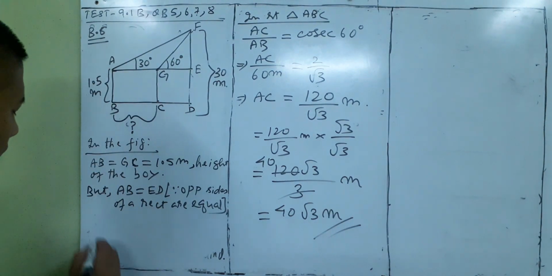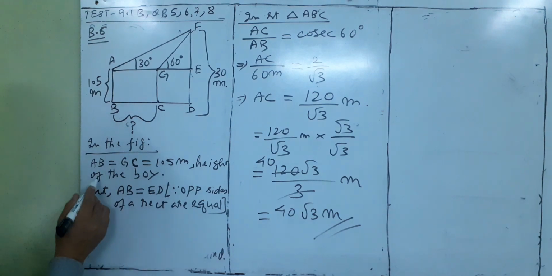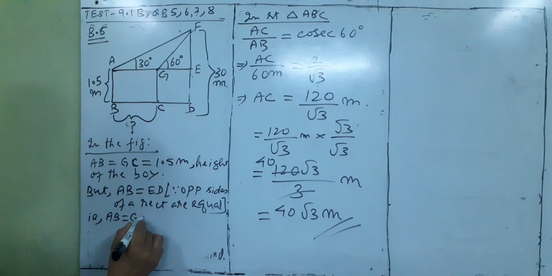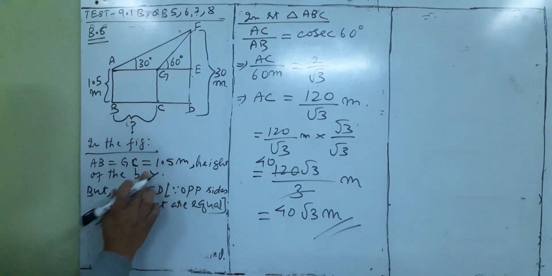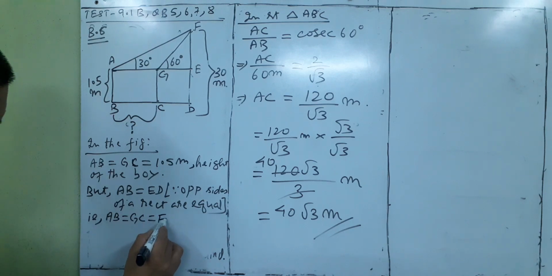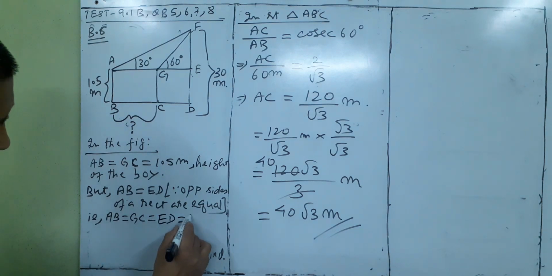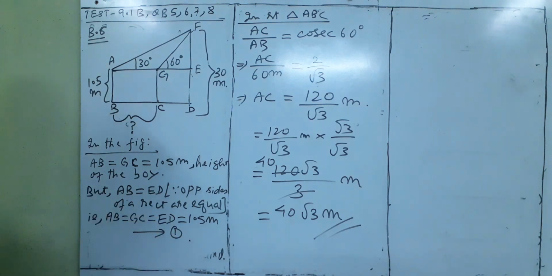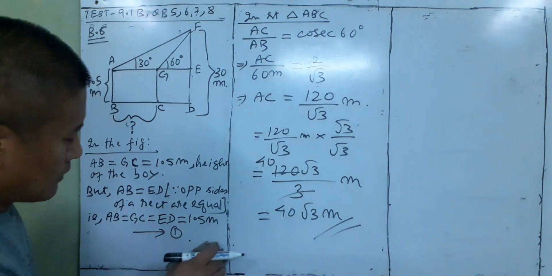That's what we mean. So that is very obvious now that if AB equal to GC already, we can write that, and both of them equal to 1.5. But AB is also equal to ED, so we can combine the two because all of them are equal now, 1.5 meter. We will need that, so just keep it.